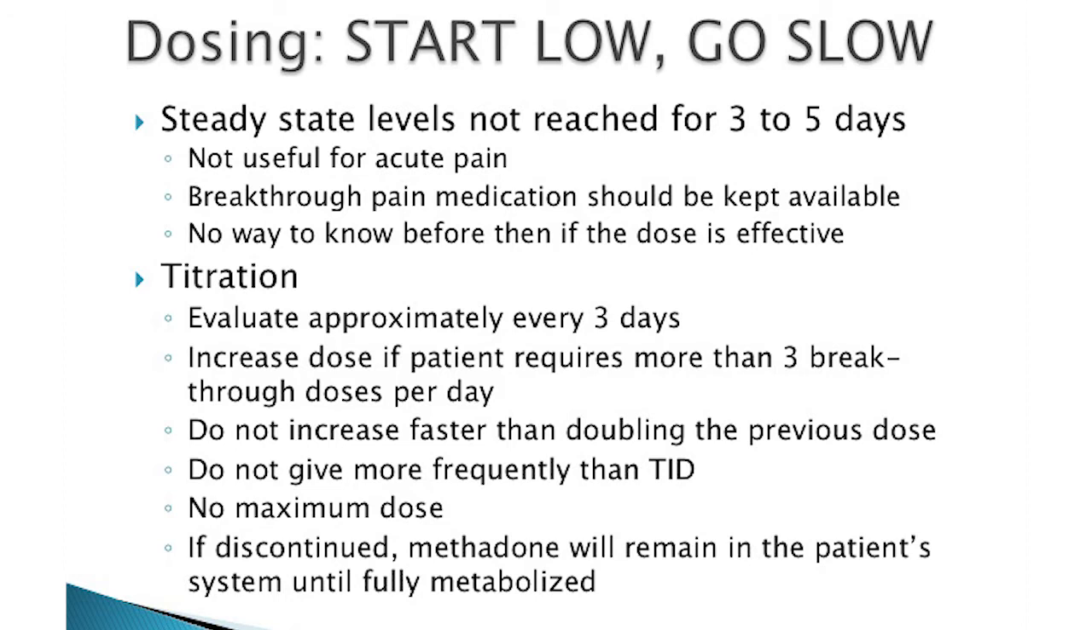The titration start is approximately every 3 days, and if the patient has required 3 or more doses of their breakthrough medication in any one day, that's when they would be a candidate to increase the methadone. You don't want to go any faster than doubling their previous dose. For instance, if they're taking 5 milligrams twice a day, you don't want to go any higher than 10 milligrams twice a day. Even that's pretty quick. Usually you go up by 2.5 or 5 milligrams a day. Also, we don't want to give it more frequently than 3 times a day.